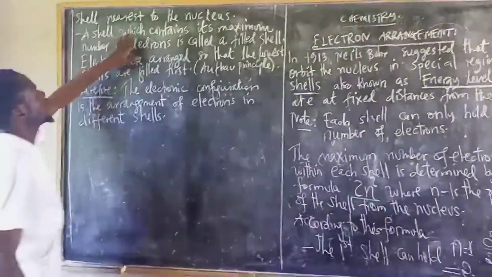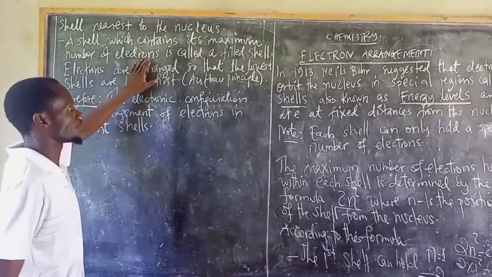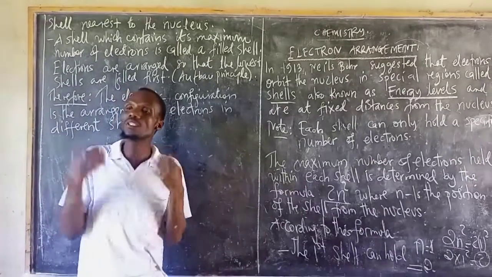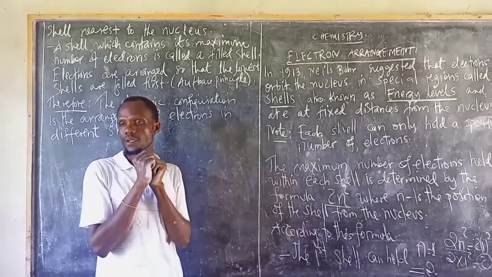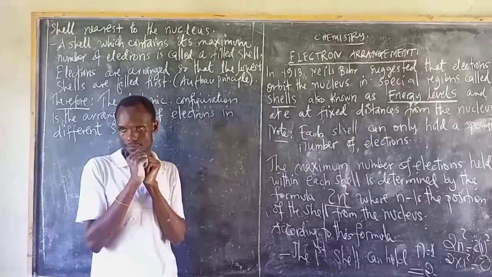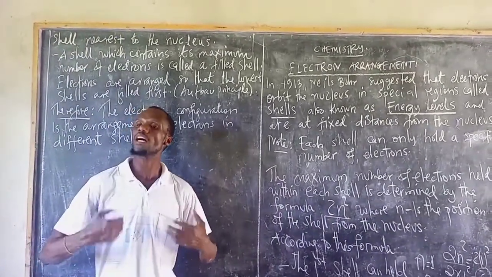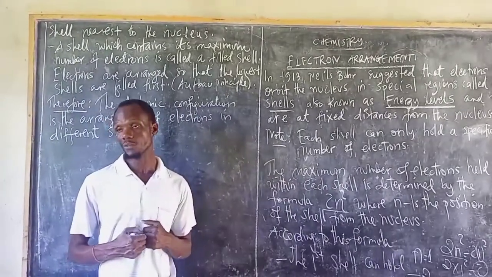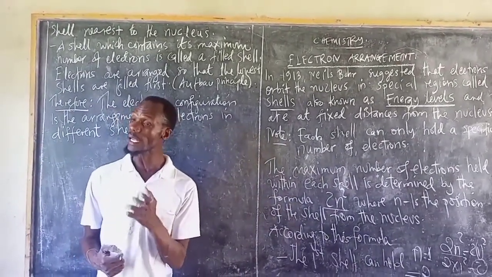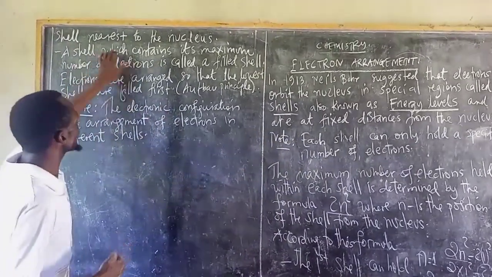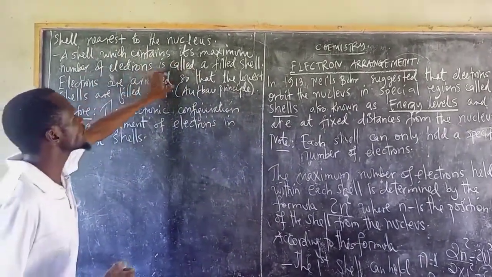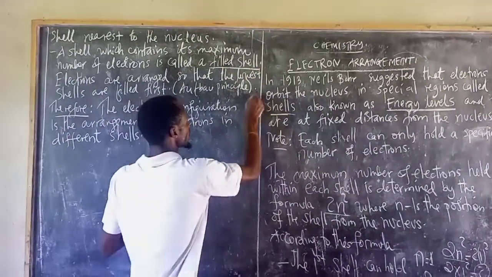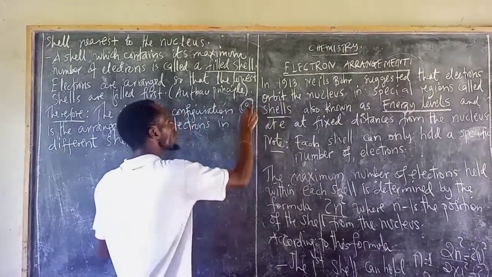Also, a shell which contains its maximum number of electrons is called a filled shell. If now you find the shell is filled with the maximum number of electrons, we call it a filled shell, because it has got its own maximum number of electrons. It is filled with electrons. Are we together, Harrison? That's why we say a shell which contains its maximum number of electrons is called a filled shell. If it was supposed to be 8, now it is 8 exactly. Now this is filled.